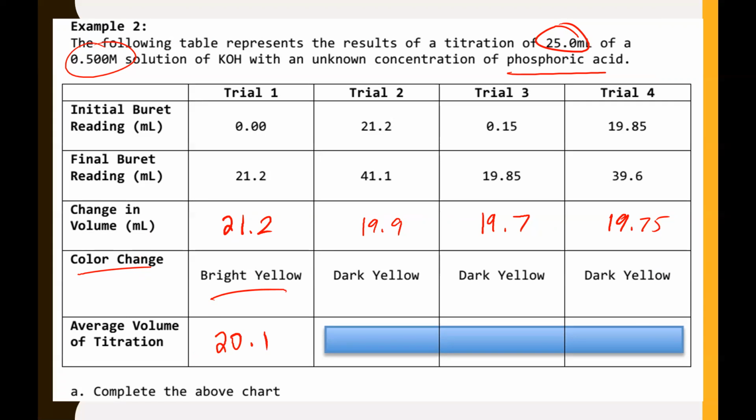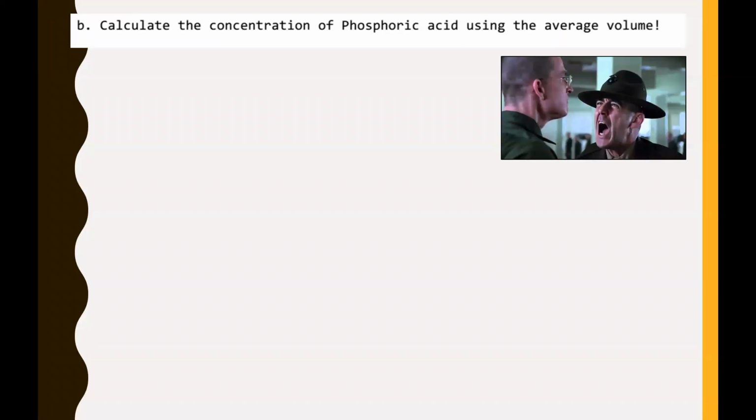Next up, calculate the concentration of phosphoric acid using the average volume. I don't know why it's screaming that at us. I think that's why I threw this in here. Calculate the concentration of phosphoric acid using the average volume.